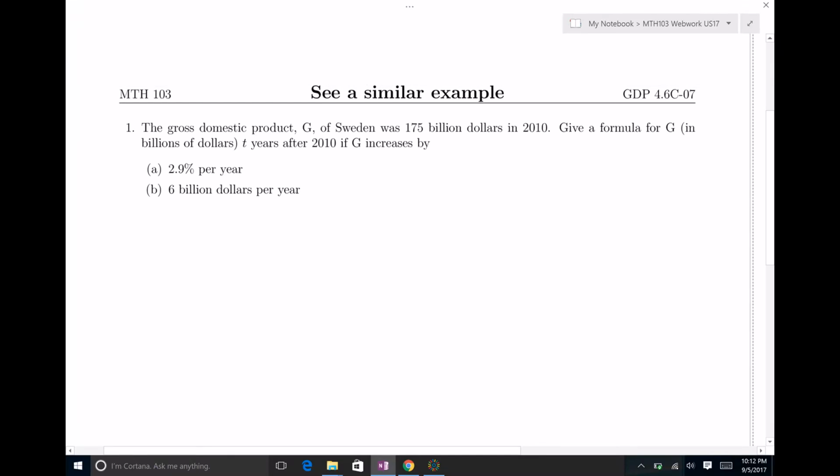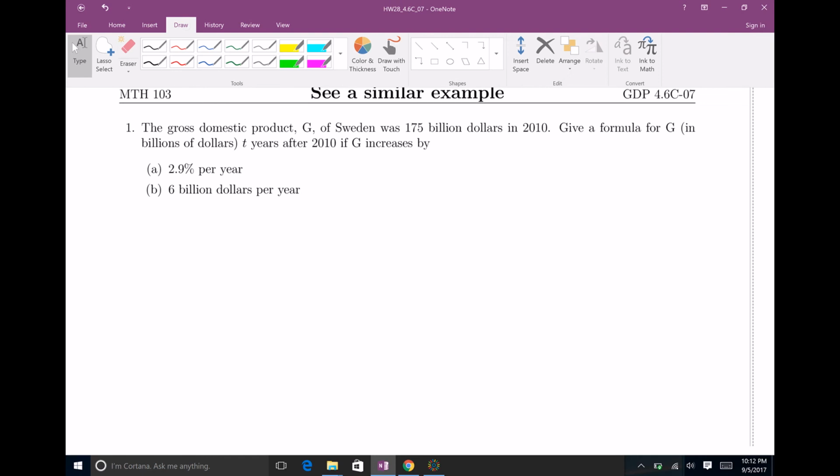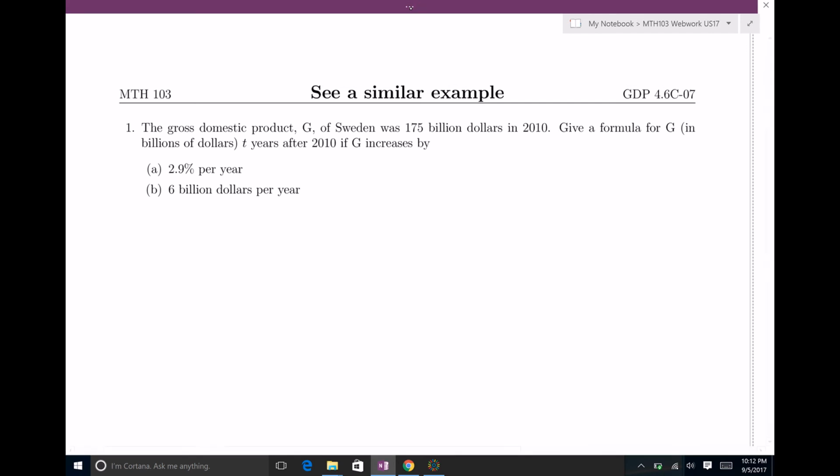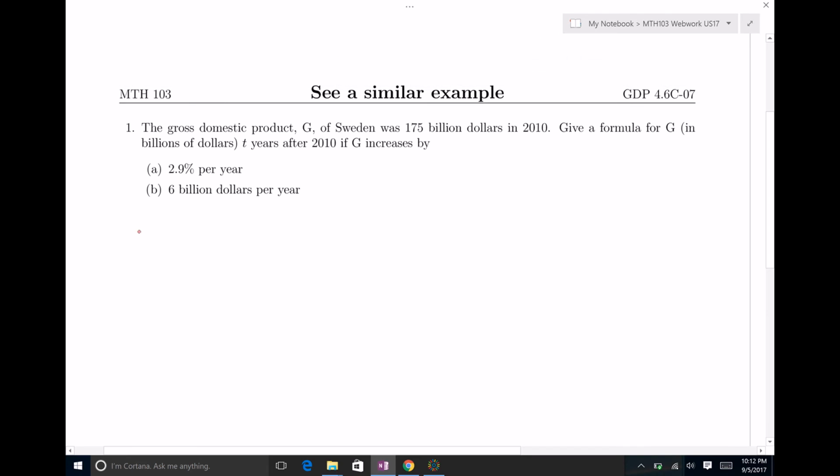So the GDP of Sweden was $175 billion in 2010, and we want to give a formula first, in T years, if it increases by 2.9% per year. Now, in order to do part A, I'm going to use the formula A equals A sub 0 times e to the r times t, where A sub 0 is basically whatever the initial value is.